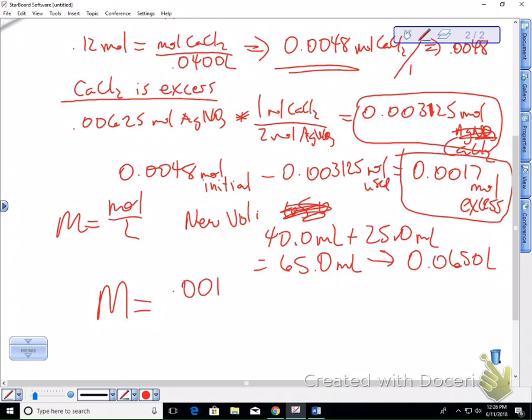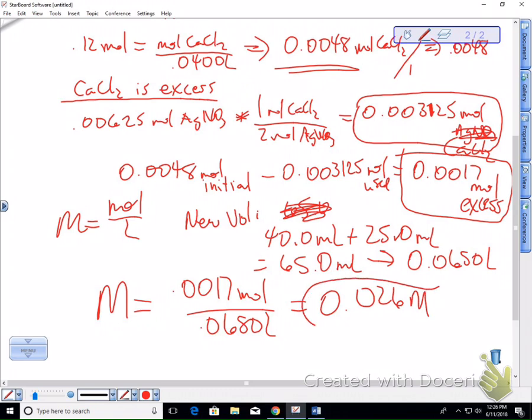So the molarity here of this new solution of the excess reactant calcium chloride is moles, 0.017 moles of excess over the 0.0650 liters, and we get 0.026 molar. That's the molarity of the excess.